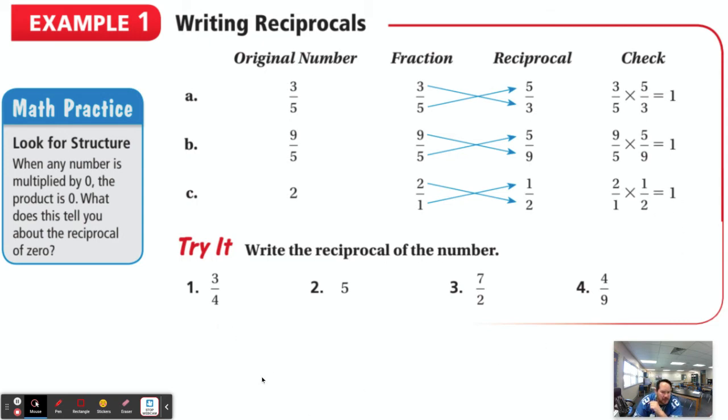Okay, so now what's the reciprocal of 3/4? Yeah, it's 4/3. What's the reciprocal of 5? Okay, remember 5, you can write it as 5 over 1. The reciprocal is 1/5. What about the reciprocal of 7/2? Yeah, it's 2/7. And the reciprocal of 4/9 is 9/4.